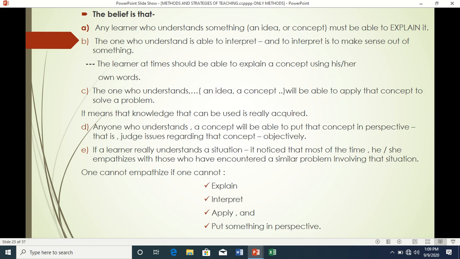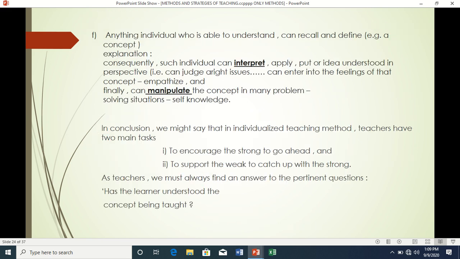We have agreed as we went through these steps that the one who understands an idea or a concept will be able to apply it. And so one cannot empathize if one cannot explain. One cannot empathize if that individual cannot interpret, if that individual cannot do an application, if the same individual cannot put anything in perspective. You will agree that that cannot be done.